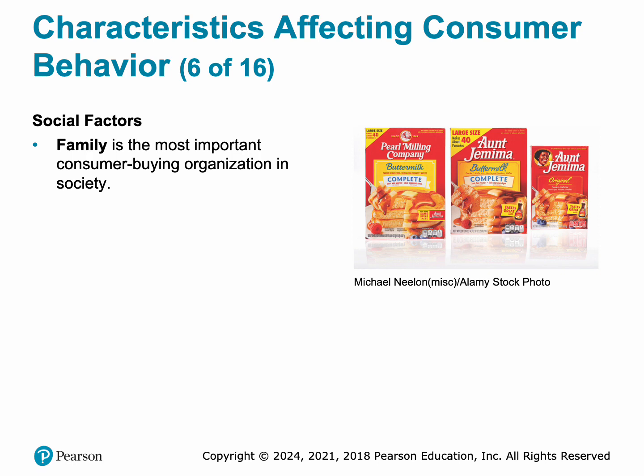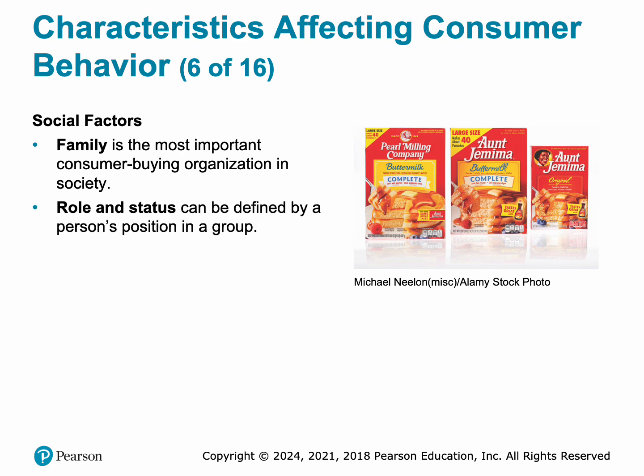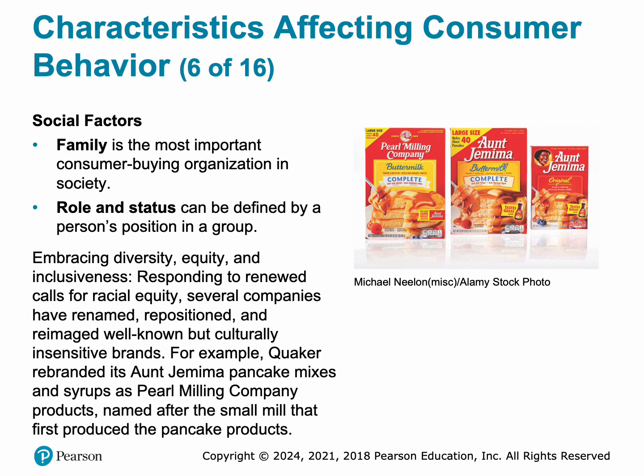So family is the most important consumer buying organization in society. Role and status. This can be defined by a person's position in a group, right? And we talk a lot about embracing diversity, equity, and inclusiveness. So many brands and marketers can see the huge shift culturally, and they want to embrace this inclusiveness and leverage it in their product, right?